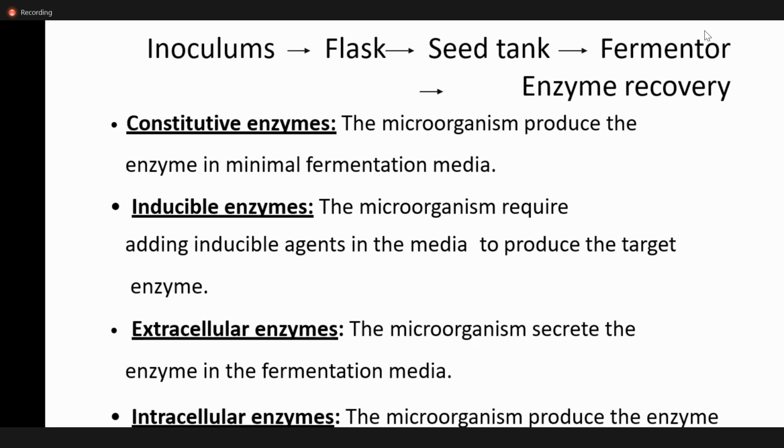Next is enzyme recovery. Once it is fermented, the corresponding enzyme is released. It is a very sensitive one. Microorganisms can produce enzymes in a minimal fermentation medium, and at the same time, some microorganisms require the addition of inducing agents in the medium to produce the target enzyme.